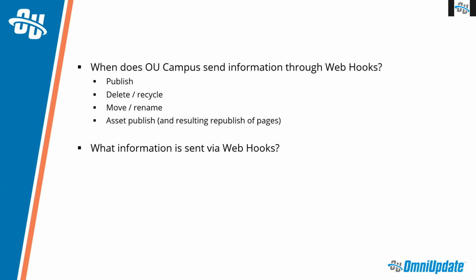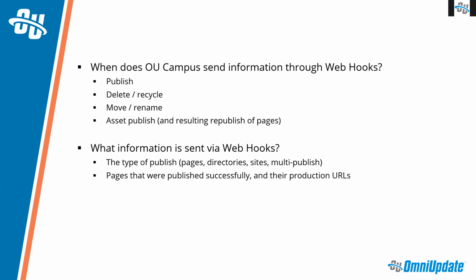This information includes the type of publish, directory, page, asset, multi-publish, the names of files or assets that were successfully published or deleted, and their production URLs, and the names of items that failed to publish. This can happen due to various things such as problems with an XSL style sheet or with temporary network issues that interrupted communication with the production server.